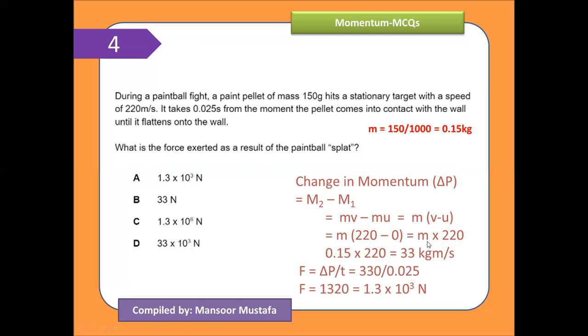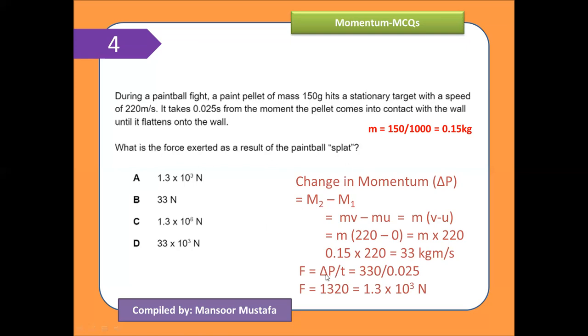u). Now if we put in the values, we'll get a value for the change in momentum, that is 33 kilogram meter per second. So this is the value for the change in momentum. Now this is not our answer, but if you look at the options, you are also given this value. So don't get confused, this is not your answer because you have to calculate the force.